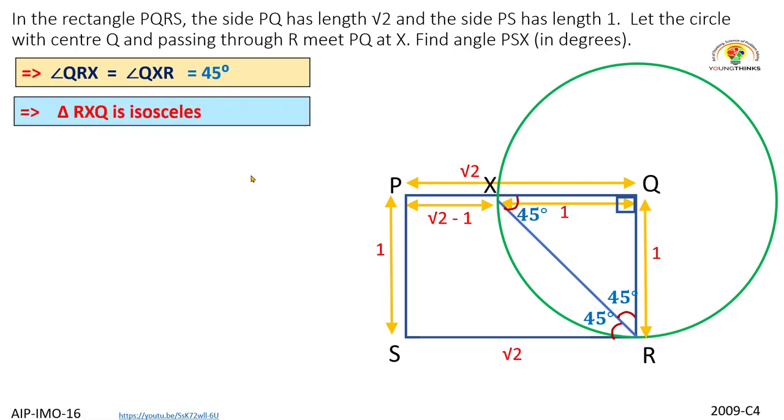And so RXQ is a right angle isosceles triangle. It's a right angle isosceles. This side is equal to that side, and these two angles are 45 degrees.